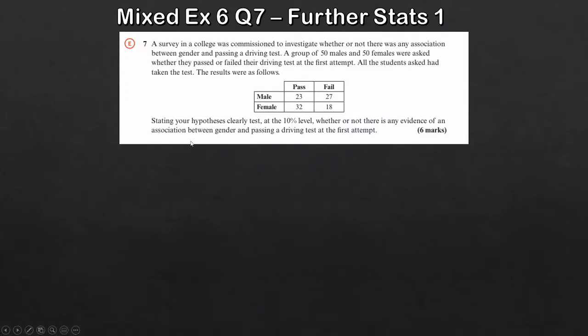The first question here is taken from mixed exercise 6, question 7. We've actually got a chi-squared test here. Let's have a look at what we've got. We've got a group of 50 males and 50 females, and we're testing whether there's any evidence of an association between gender and passing the driving test at first attempt.